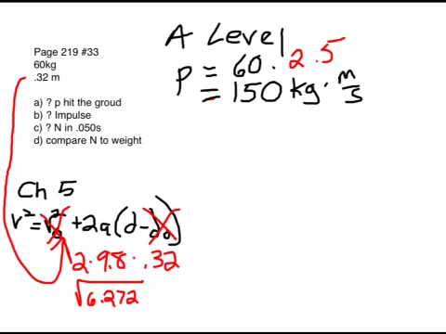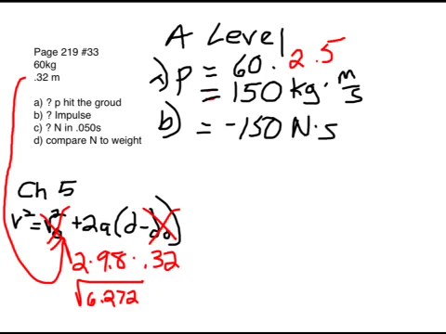So for part B, let's see, let's label this one A. Part B, impulse will equal a negative 150 Newton seconds. Now, if you made, and I'm going to switch colors here, if you made this negative, then that's positive. And either way would work as long as we say they are equal but opposite.